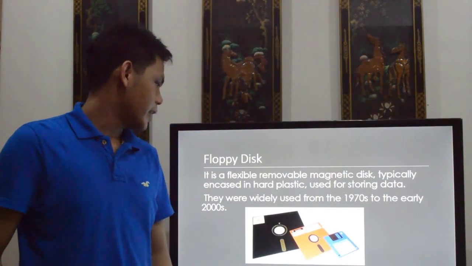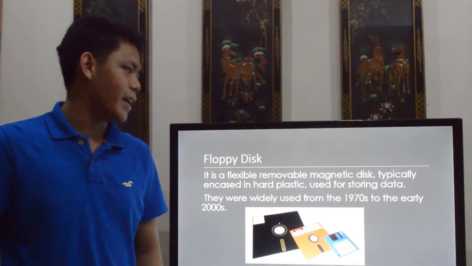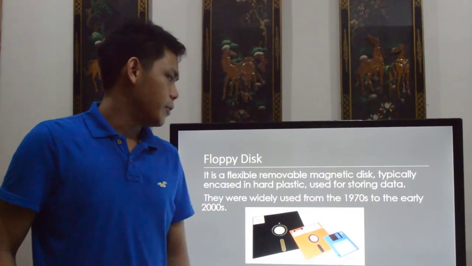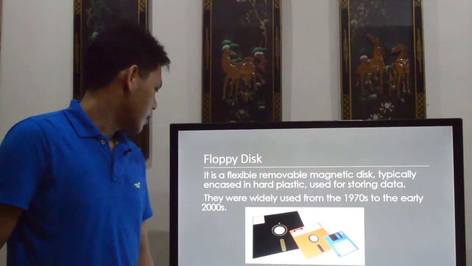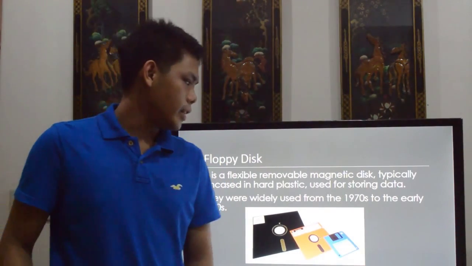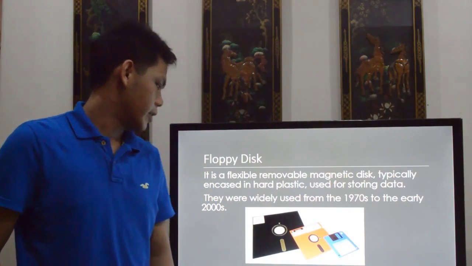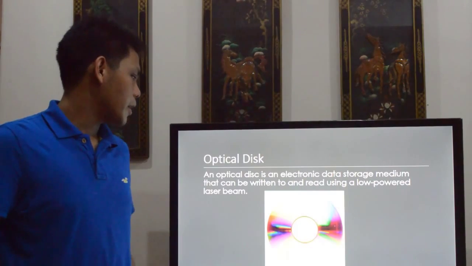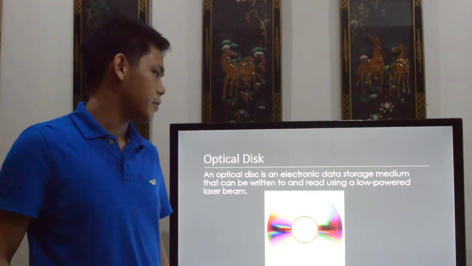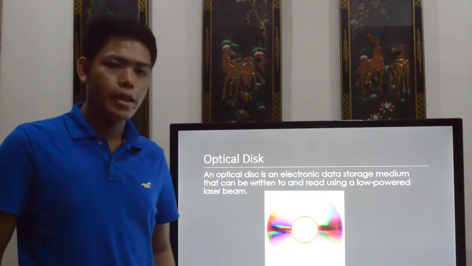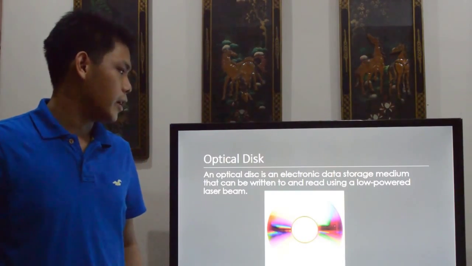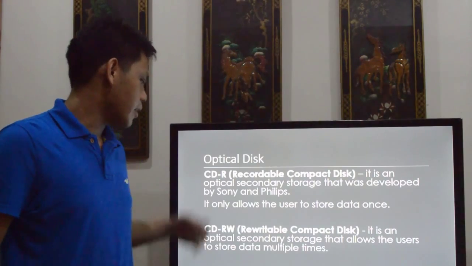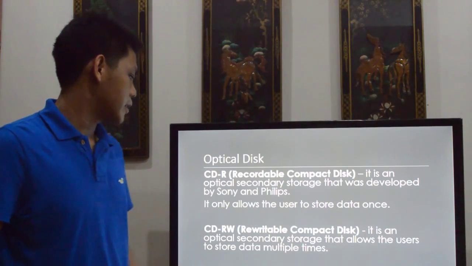Floppy disk is a flexible, removable magnetic disk, typically encased in a hard plastic, used for storing data. They were widely used from the 1970s to the early 2000s. Now, this is the optical disk. An optical disk is an electronic data storage medium that can be written to and read using a lower powered laser beam. Now, these are the types of optical disk.